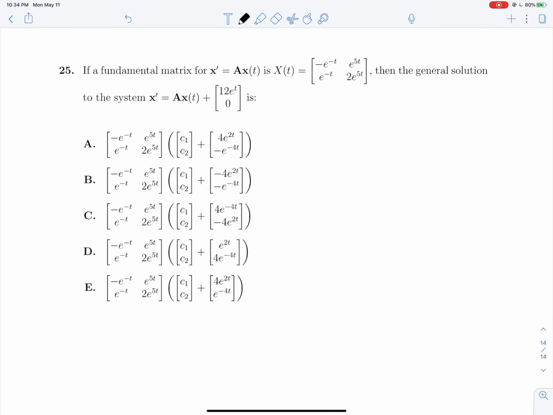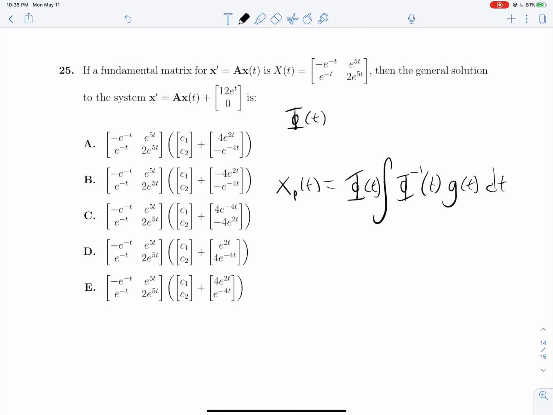So the kicker with this question is figuring out what our particular solution is. And instead of using x here for our fundamental matrix, I'm going to use capital phi, which is what I'm used to seeing from 266. We have an equation for this. Xp of t, our particular solution, is equal to our fundamental matrix multiplied by the integral of our fundamental matrix's inverse, still evaluated at t, multiplied by g of t dt, where g of t is just this non-homogeneous bit over here. So that's going to be 12 e to the t and 0.